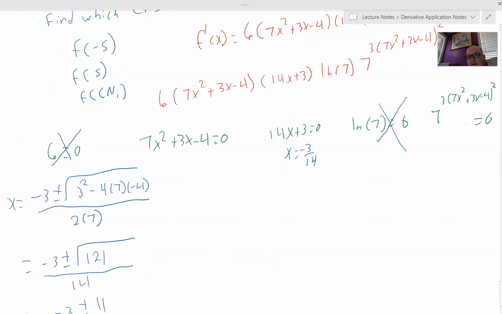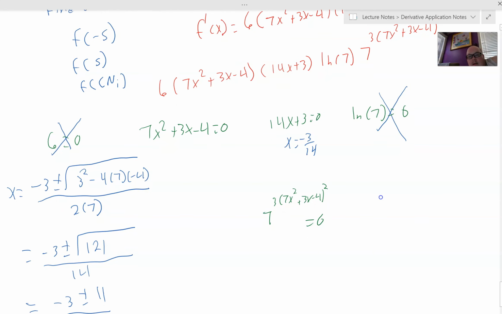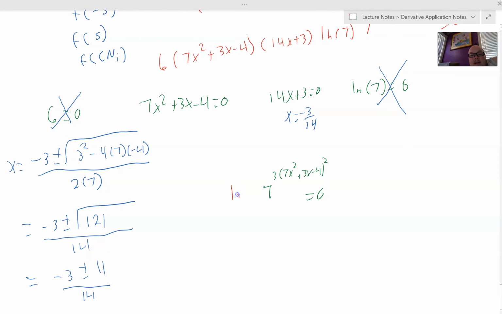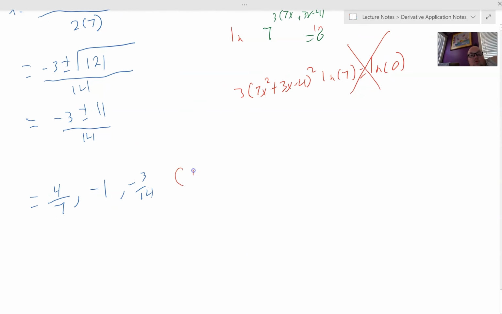All right, so now we look at this one here. Let's bring this down. We're solving an exponential, so we take the natural log of both sides. So this becomes 3 times 7x squared plus 3x minus 4 all squared, ln of 7 equals ln of 0. Well, we can't take the natural log of 0. So these are our critical numbers, and we've got 3 of them.